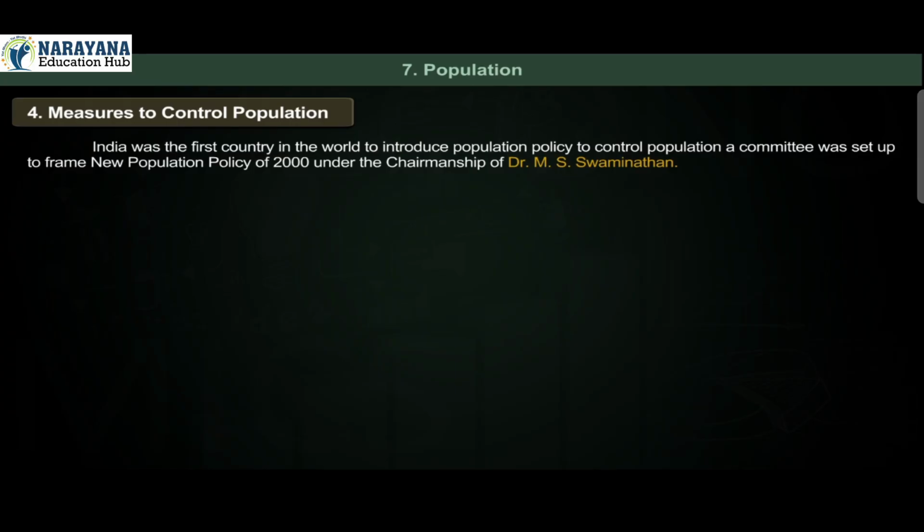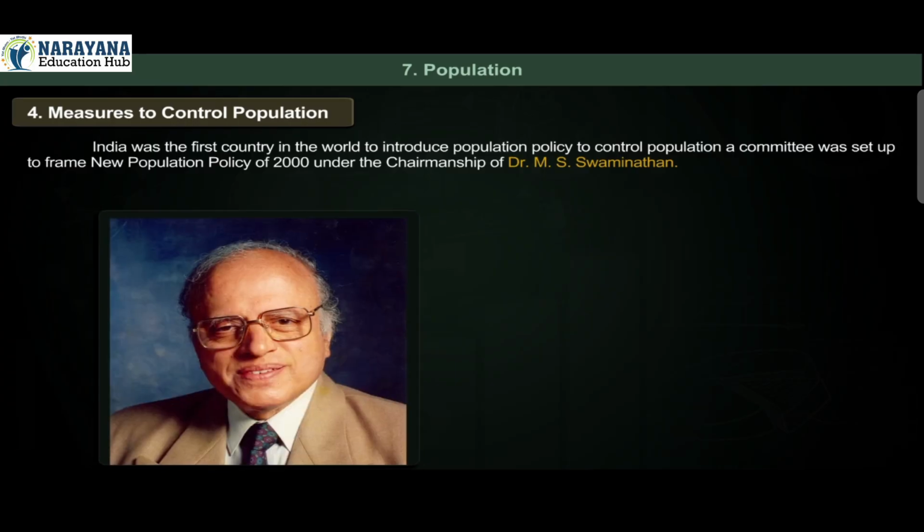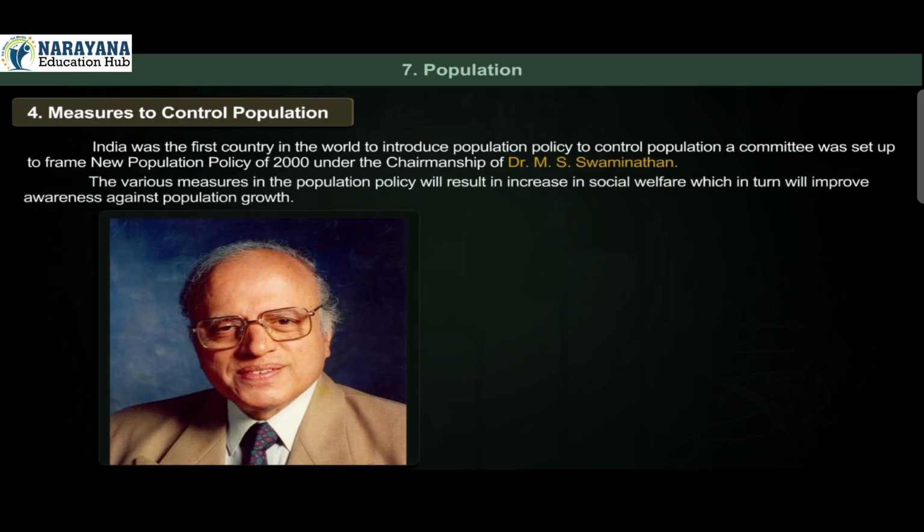India was the first country in the world to introduce population policy to control population. A committee was set up to frame new population policy of 2000 under the chairmanship of Dr. M.S. Swaminathan. The various measures in the population policy will result in increase in social welfare, which in turn will improve awareness against population growth.